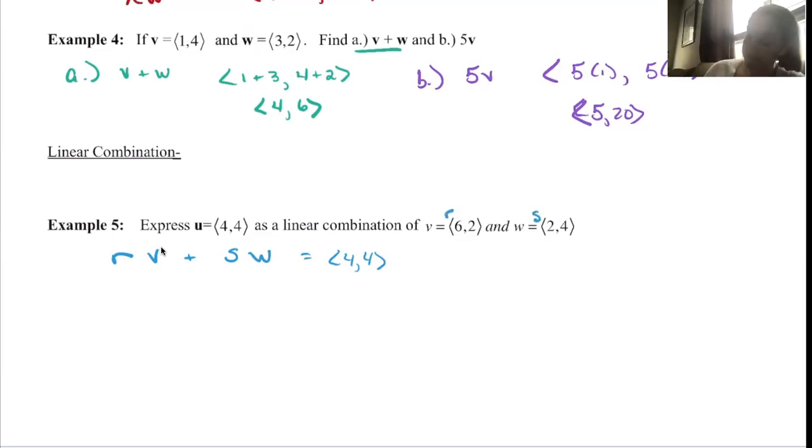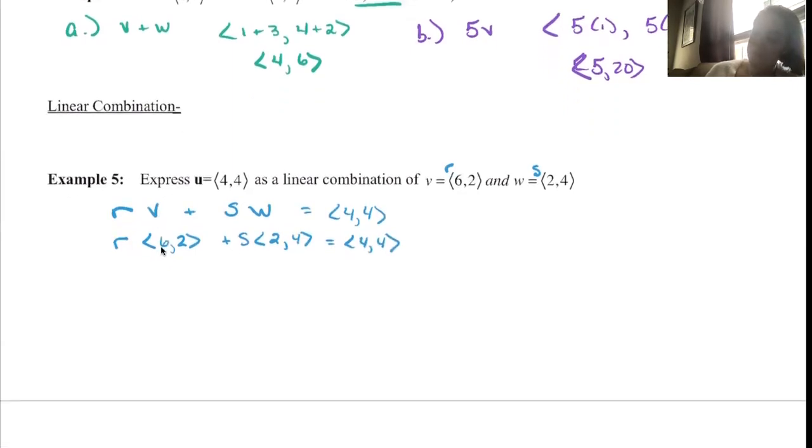So this becomes r times 6, 2, and s times 2, 4 has to be equal to 4, 4. So what we do is we kind of turn this into a system of equations. Start with all of your x pieces first. This is kind of wacky, I know. So the 6 and the 2 and the 4. So you would say that 6r plus 2s is equal to 4.